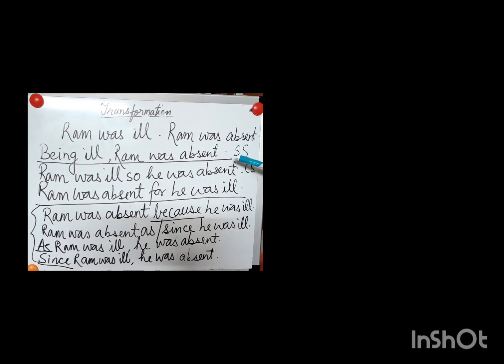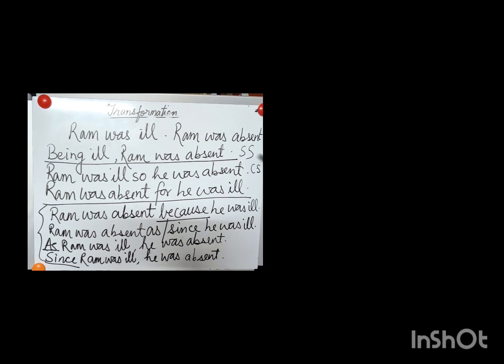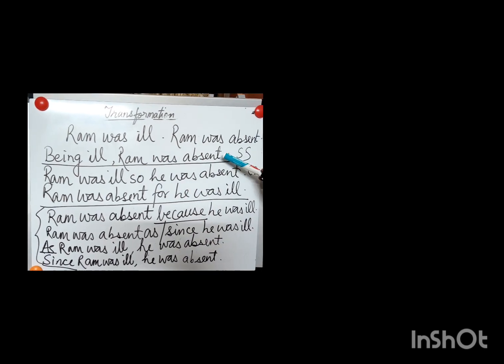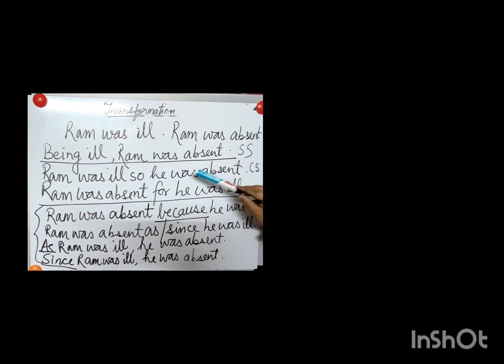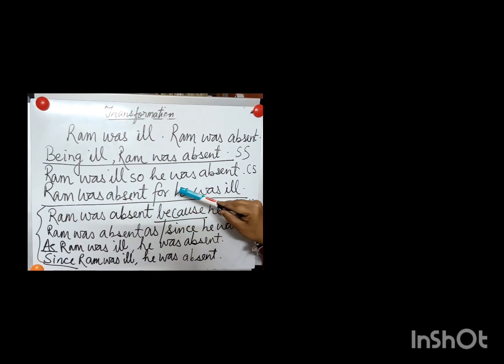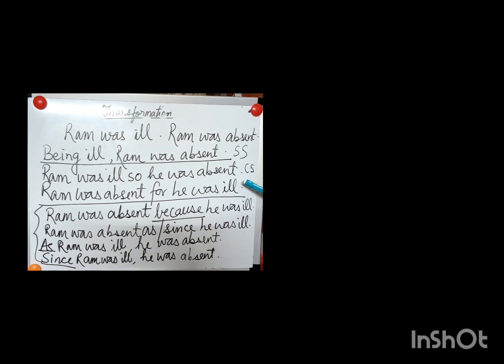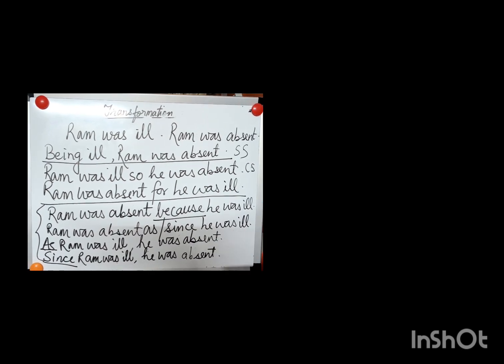We have already learned how to make a simple sentence. See the first one: being ill, comma, Ram was absent. And we have made a compound sentence as well. That is, Ram was ill, so he was absent. Or Ram was absent, for he was ill. Now it is the turn to understand how we make a complex sentence.